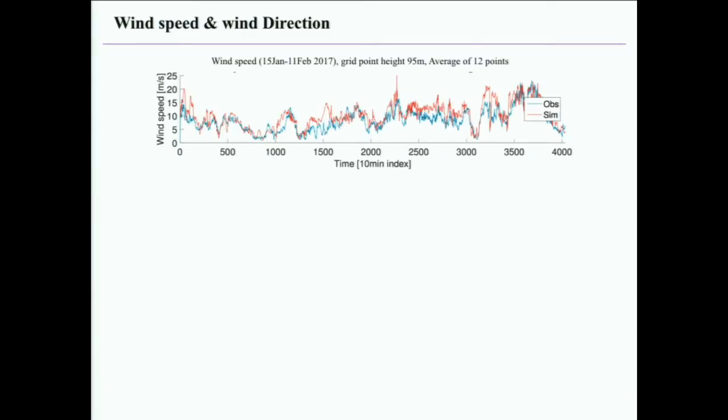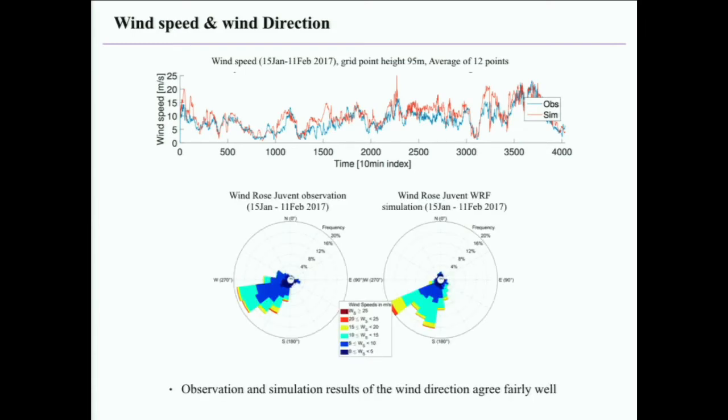So what are the results after 1 month? As you can see here, you can find the wind speed. This is just one example. The wind speed that we get from the simulation, we compare it with the observation results. It's quite good, I have to say. And it's better specifically when we compare the windroses for the wind direction to understand what the wind direction is. And we find out that the observation and simulation results agree fairly well. However, there are some differences, which is quite normal.